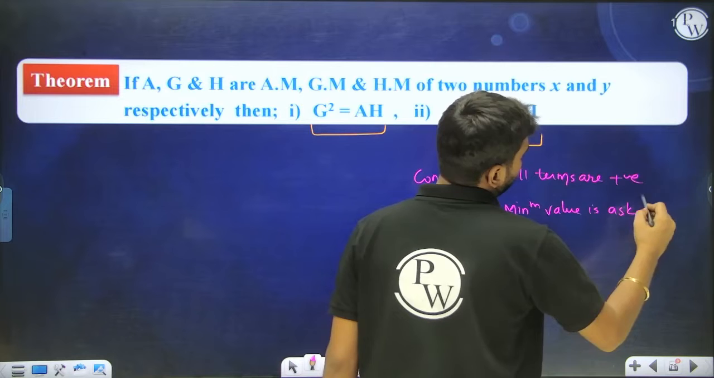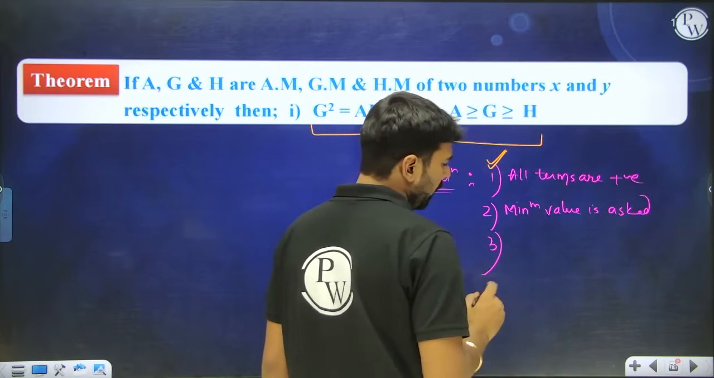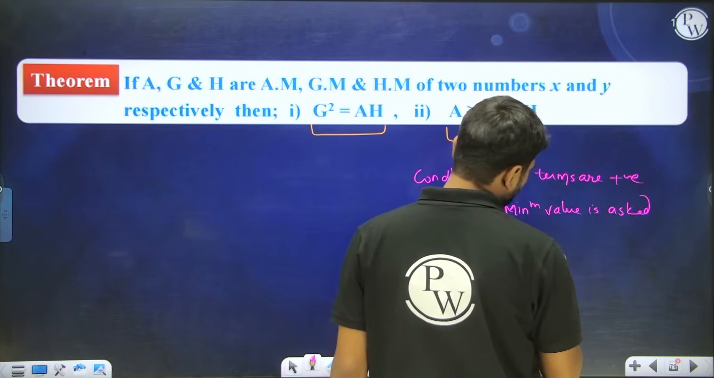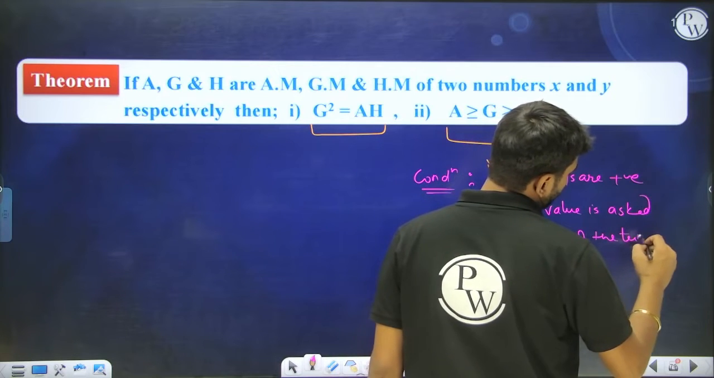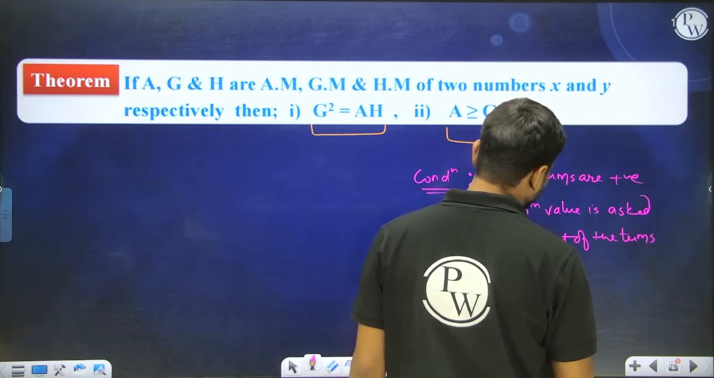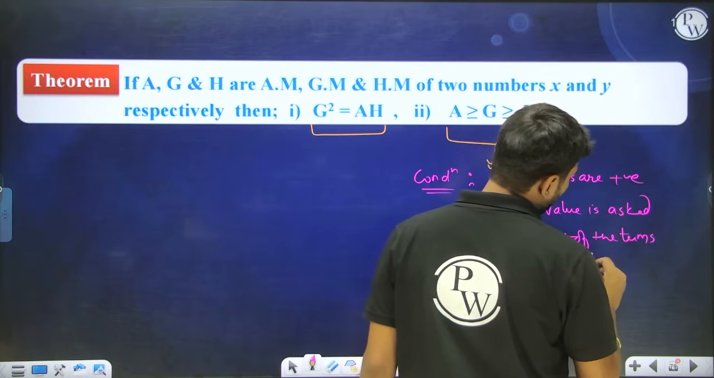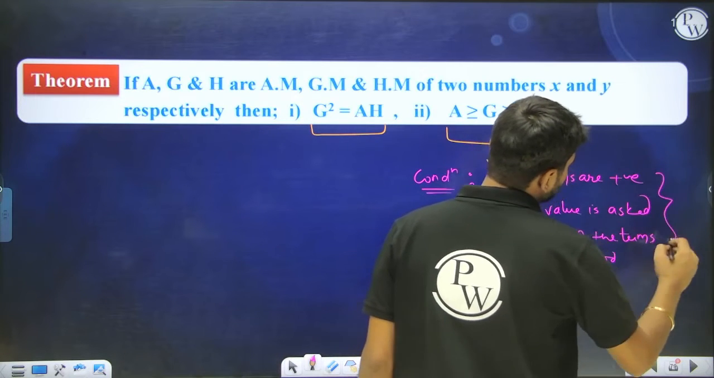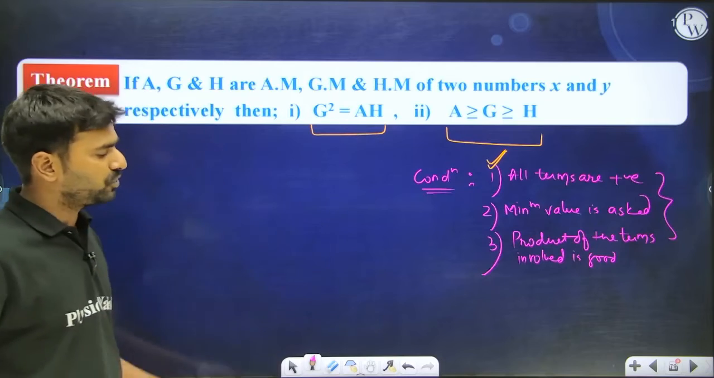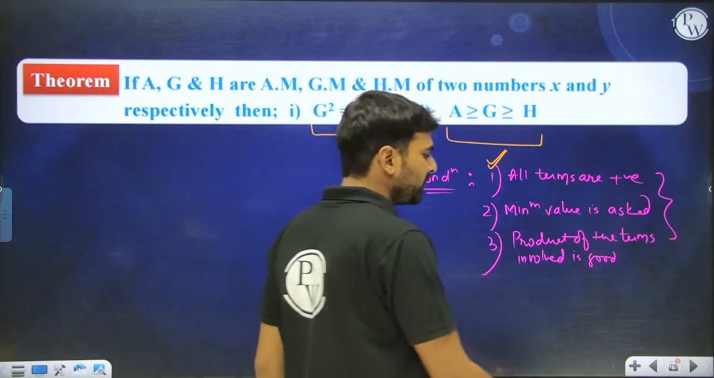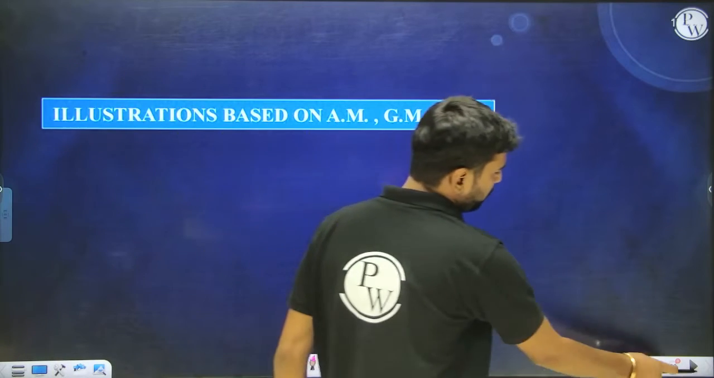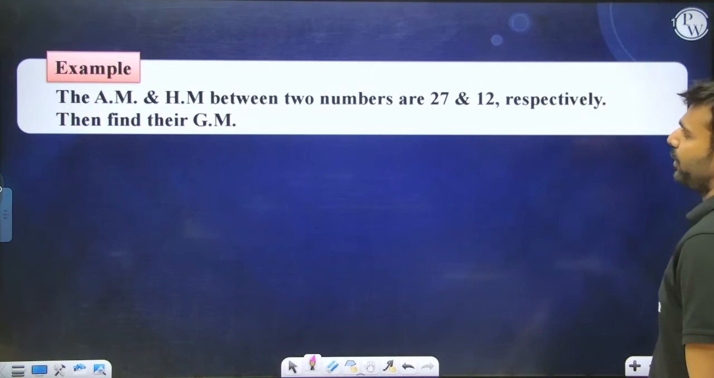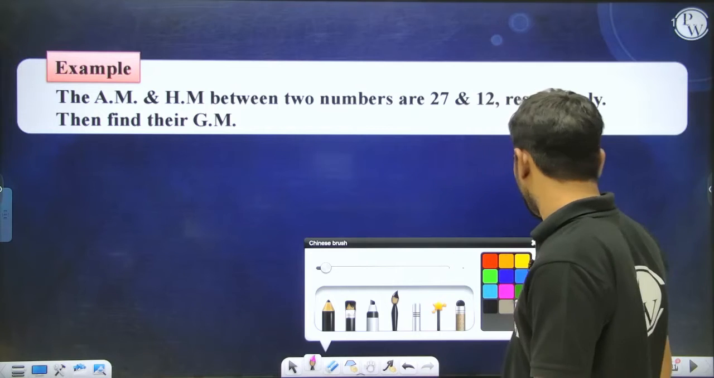And number 3 is the product of the terms involved is good. Whenever all these three conditions are getting satisfied, you guys can apply AM greater than or equal to GM, because a lot of times the kids are not aware of when to apply AM greater than or equal to GM in the problem. So those three conditions are going to be very helpful for you people.